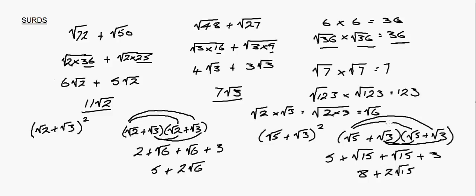So when you're expanding these brackets, use these lines to make sure that you know you've multiplied everything by everything. Then all you need to do is multiply out.